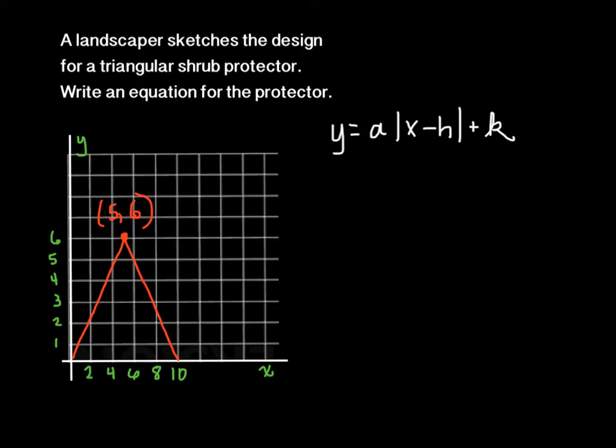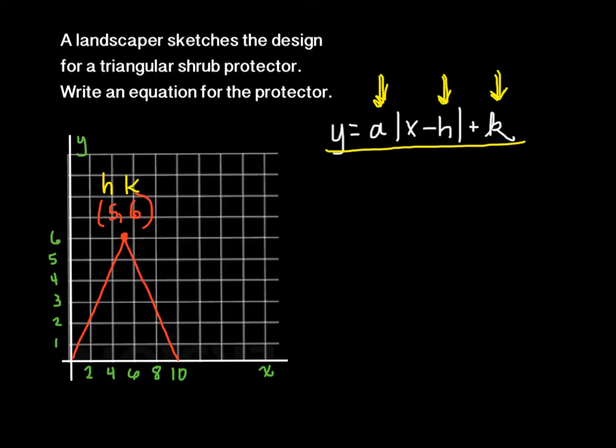So now I have a landscaper that sketches the design for a triangular shrub protector. I want to write an equation for the shrub. Okay, so if you're noticing, the vertex is actually ending up to be your H and your K. So here is the parent function of the absolute value, because for the parent function a would be 1, h would be 0, k would be 0. There's no stretch or compress, I don't go left or right, and I don't go up or down.